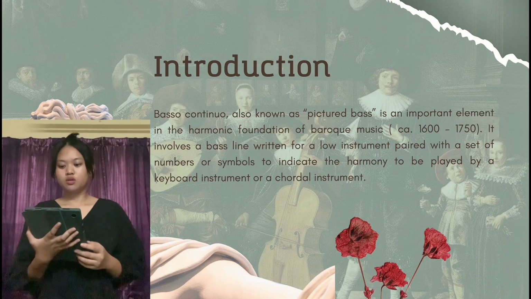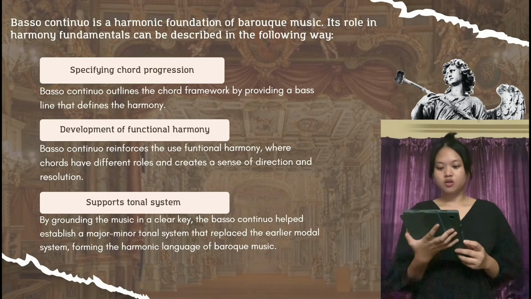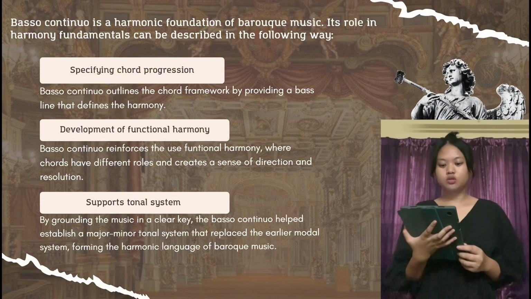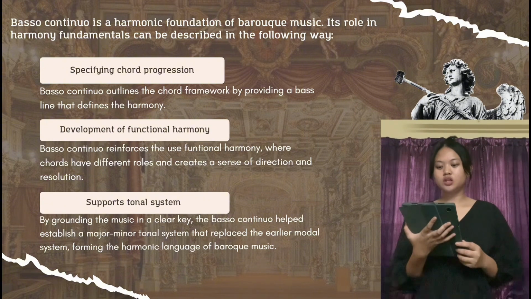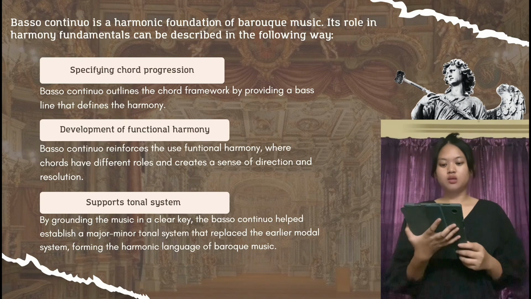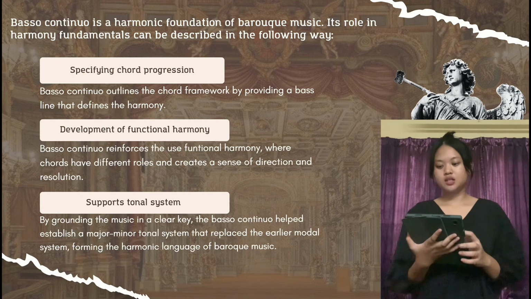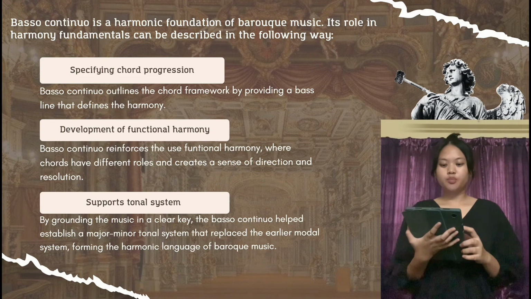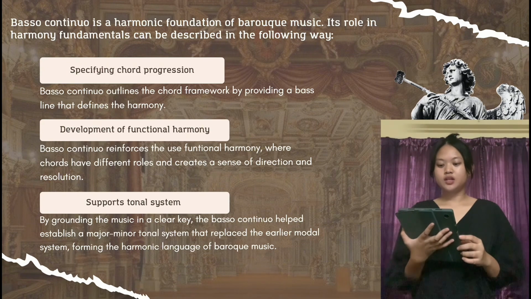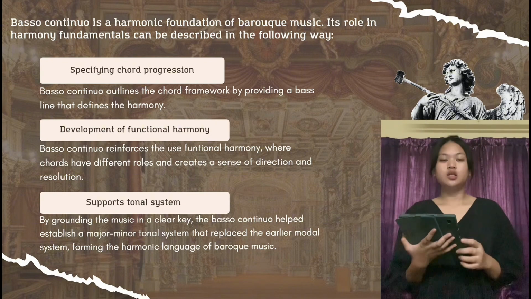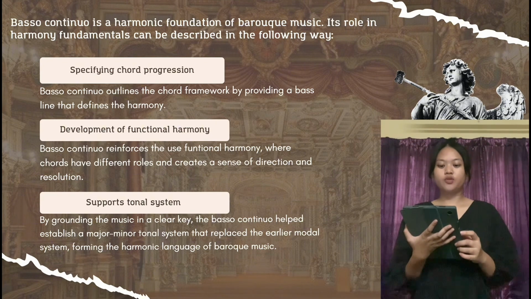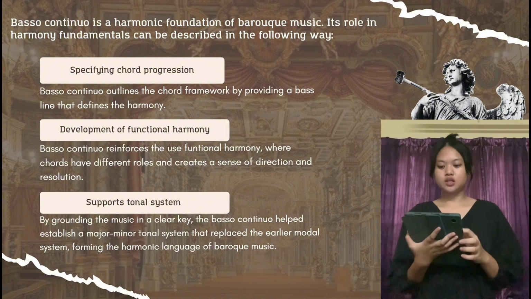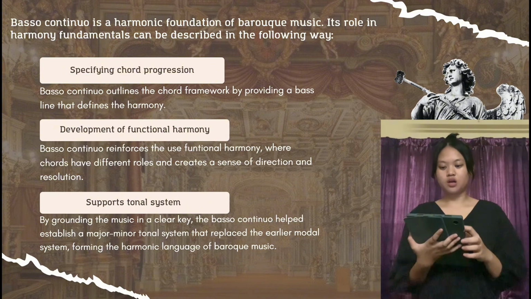Basso continuo is the harmonic foundation of Baroque music, anchoring its tonal structure and ensuring harmony in composition. Its fundamental role in harmony can be described in the following way. First is specifying chord progression. Basso continuo outlines the chord framework by providing a bass line that defines the harmony. This bass line is realized with chords or improvised figures by instruments such as harpsichord, organ, or harp.